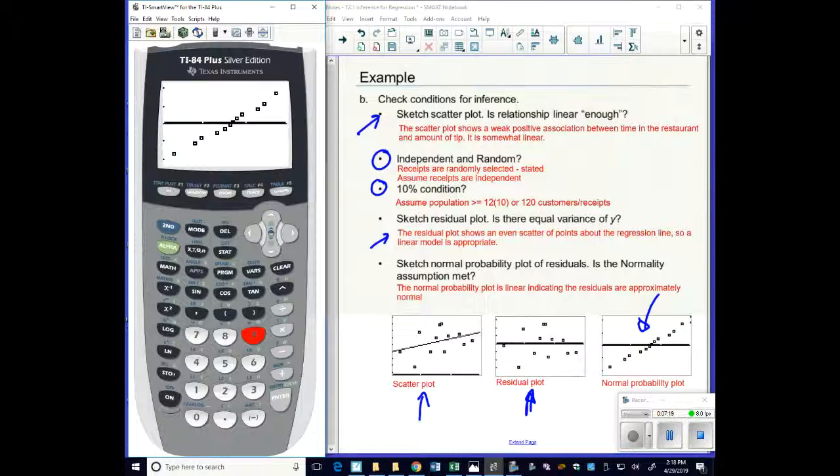And that is really straight. That indicates then that our residuals, not our y values, but the residuals, so that even distance between my points and the regression line, it tells me that those are normally distributed. And that's my last condition. That's my normal condition when I'm doing inference for regression. So I've checked all my conditions.